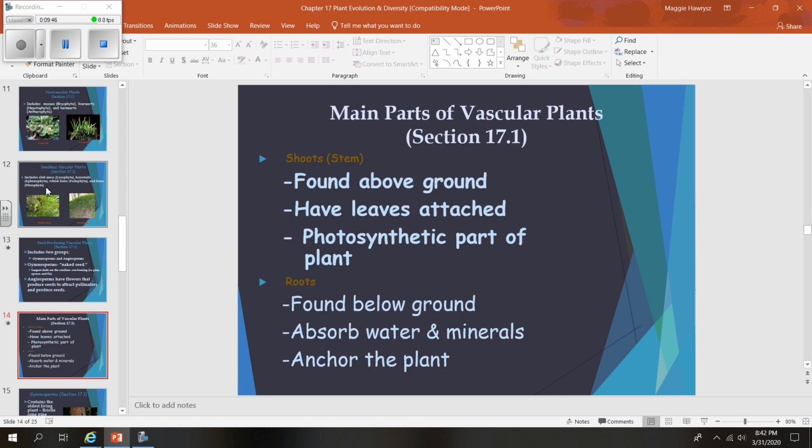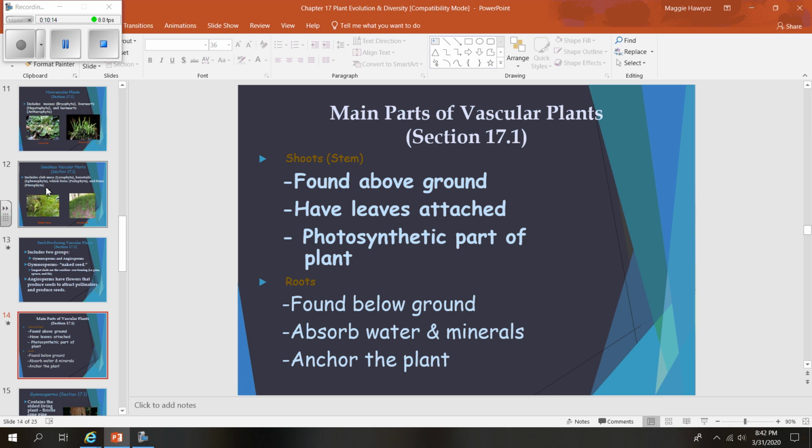The main parts of vascular plants, I believe, are your shoots, so your stem and your leaves, and then your roots as well. Your shoots are found above the ground. They have leaves attached, and that's the photosynthetic part of the plant. We talked about photosynthesis, with the leaves being most exposed to the sun to absorb it and get the nutrients they need to turn it into sugar.